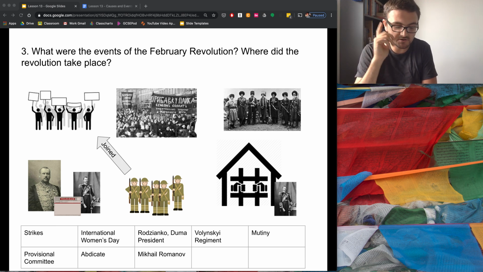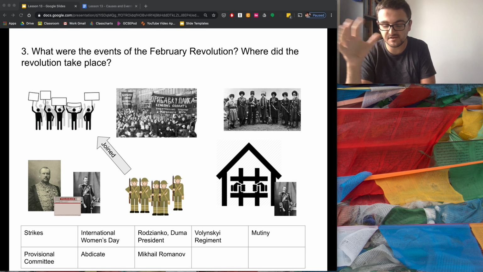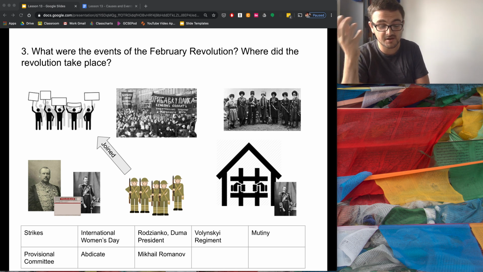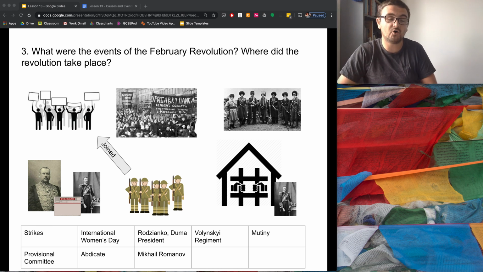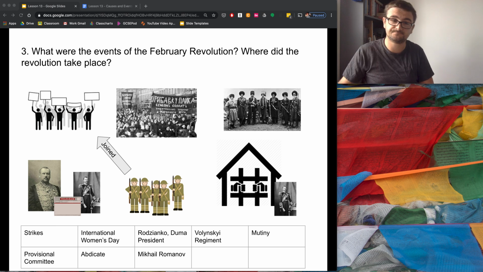The marches were also joined by militant students and women who had become frustrated by the length of the bread queues. They all joined this march, and the city effectively on the 23rd of February falls into chaos as around 240,000 people are marching on the streets. This is what you can see in the second image.